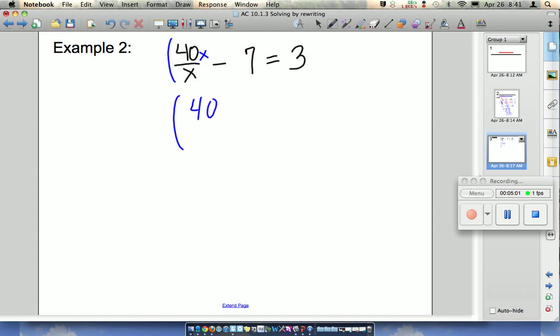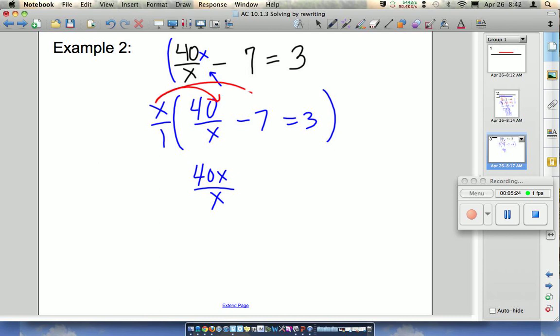But whatever I do to the first part, I have to do to everything. So really, I'm doing 40 over x minus 7 equals 3, and I'm timesing the whole thing by x over 1. And that will create this situation that I want and help me get rid of the x in the bottom. So I'm going to get 40x over x when I distribute here. Then the next distribution, 7 times x, I'm going to get minus 7x. And the final distribution, x times 3 on the other side, will give me 3x.